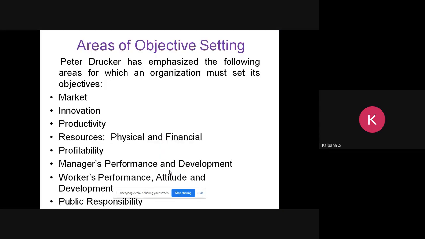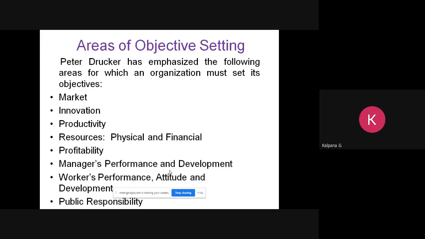Here it is all about areas of objective setting, which means in which areas we should focus in objective setting, or in which areas of an organization these objectives should be set. According to this, we are going to have the set of areas that are given by Peter Drucker. Peter Drucker has emphasized areas for which an organization must set its objectives.